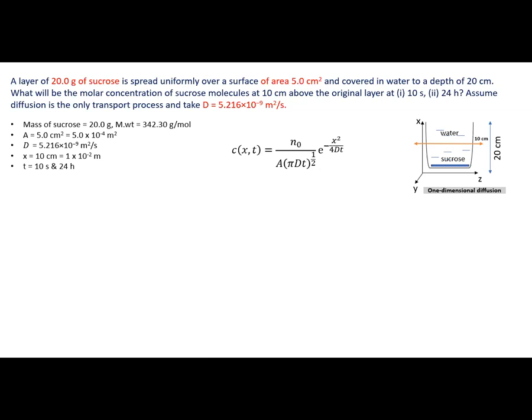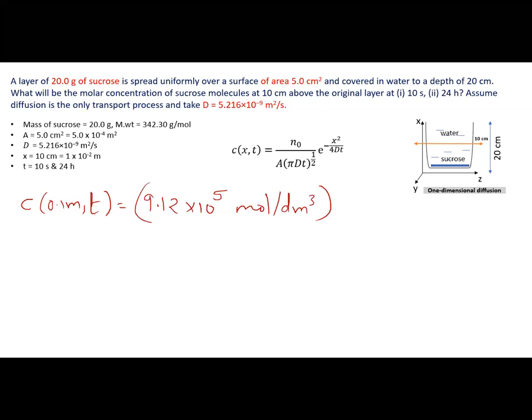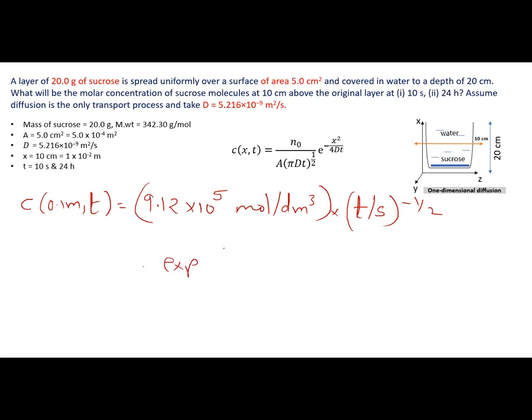Once you do that little bit of math, the concentration at 0.1 meters at different times can be rewritten as 9.12 times 10 power 5 mole per dm cube, times the time, which we need to input in seconds, to the power negative half, times the exponential term, minus 4.79 times 10 power 5, again times the time in seconds.